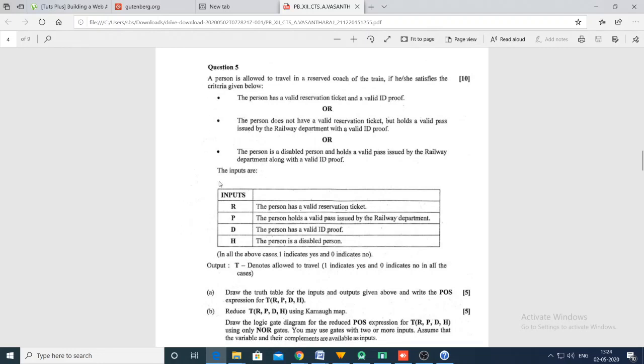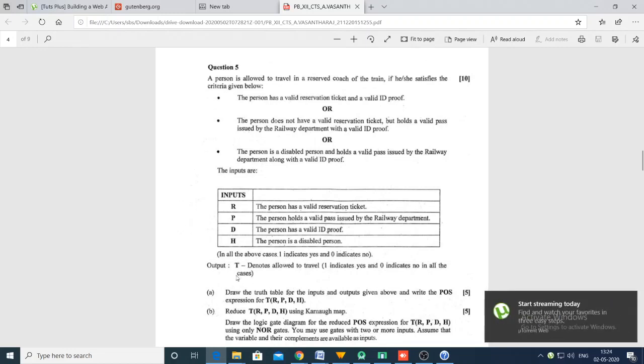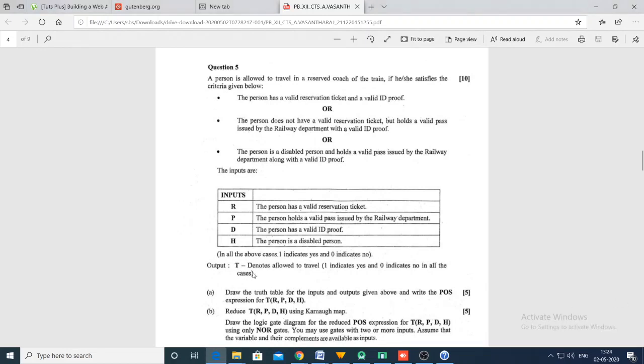The inputs are: R, the person has a valid reservation ticket; P, the person holds a valid pass issued by the railway department; D, the person has a valid ID proof; H, the person is a disabled person. In all the above cases, 1 indicates yes and 0 indicates no. Output: T denotes allowed to travel. Draw the truth table for the inputs and outputs given above and write the POS expression for function T with the inputs R, P, D, H.